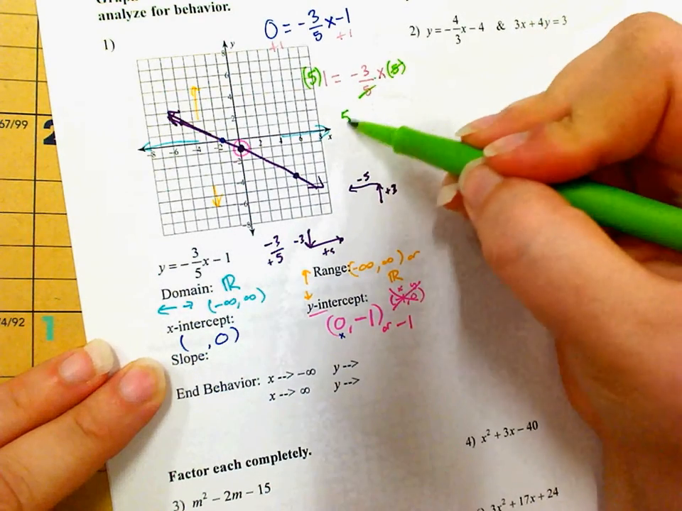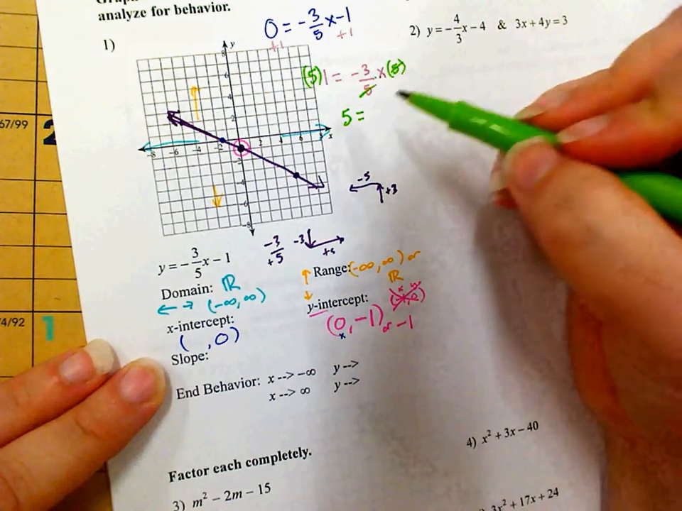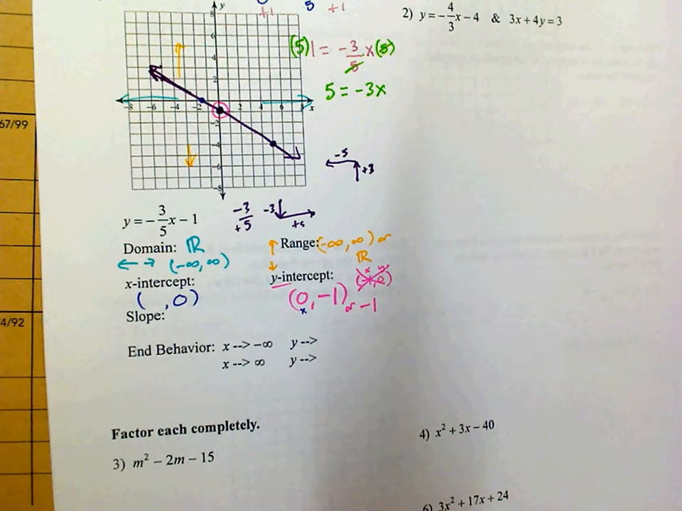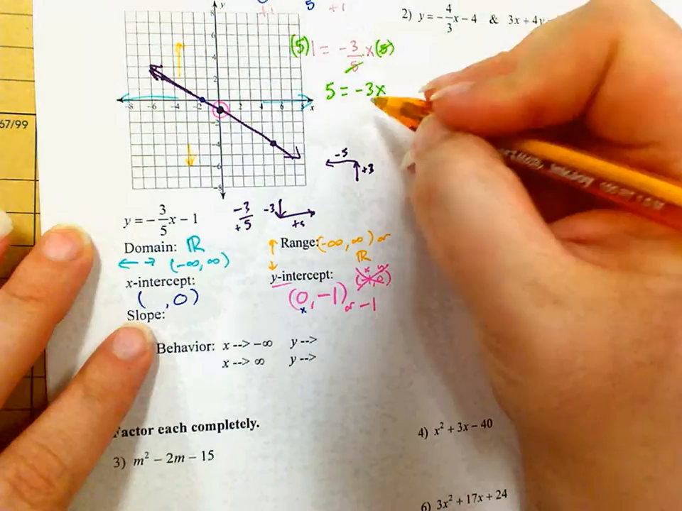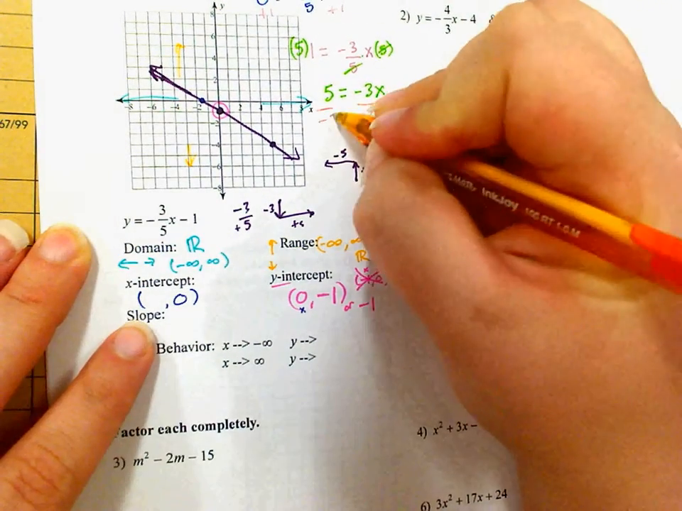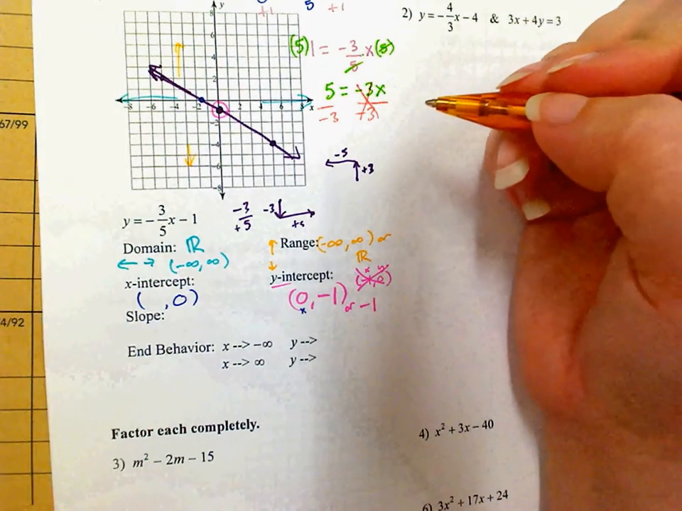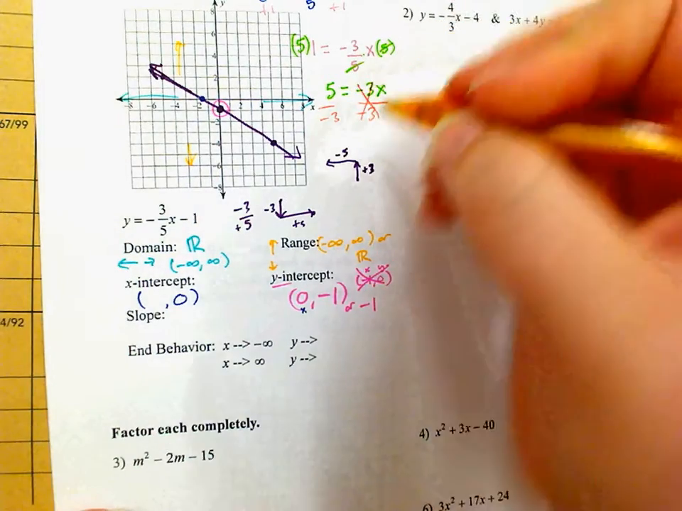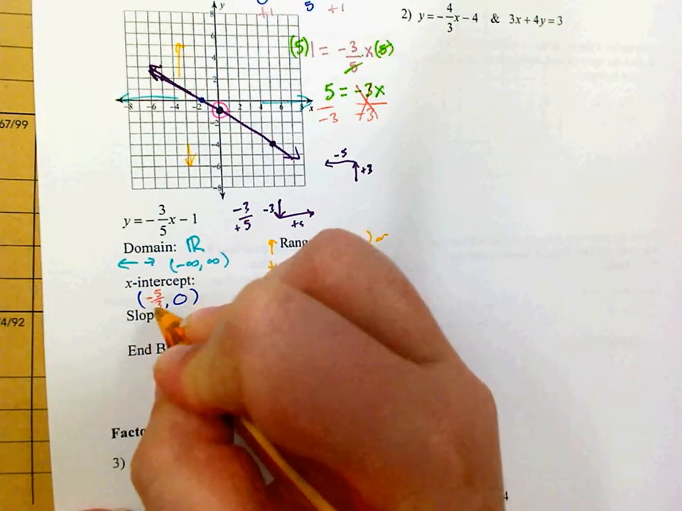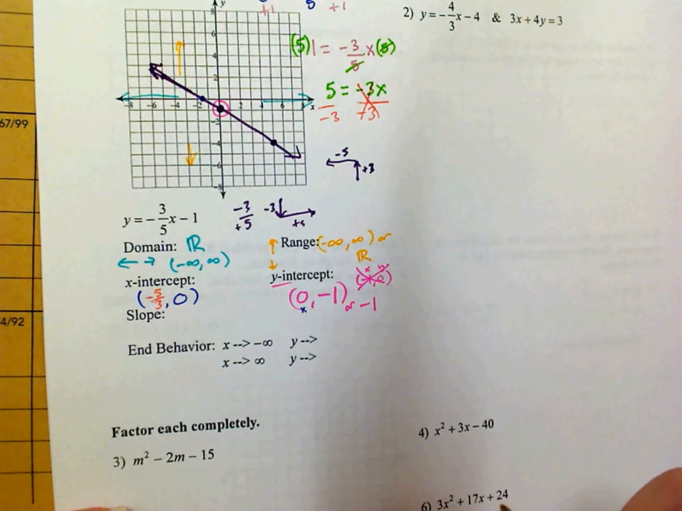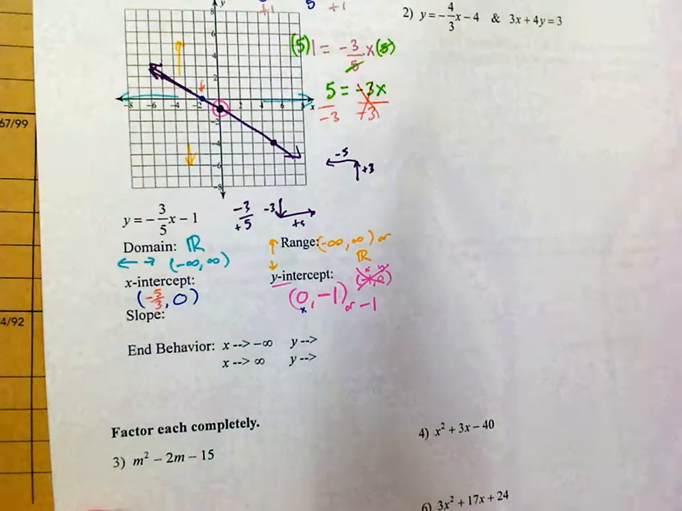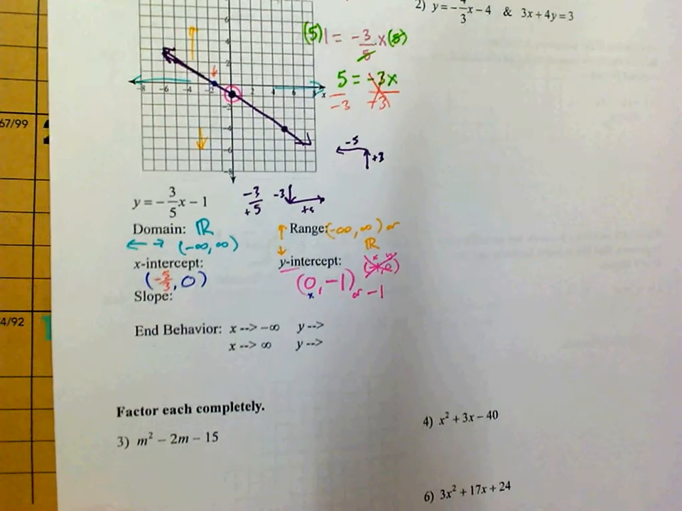Equals what? Negative 3x. Now what do I need to do? Divide both sides by a negative 3. Don't forget the negative. A lot of people forget the negative. So, a negative 5/3. If you were to type that in, negative 5 divided by 3, you would get, well, it's negative 1 and 2/3, right? Negative 1.6 repeating. Does that look like it's okay for that point right there? Negative 1.6 repeating? Yeah. Okay.